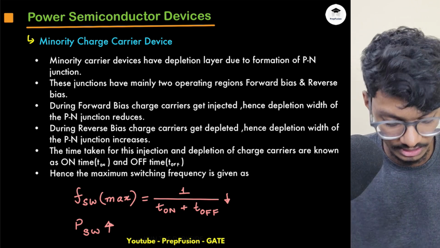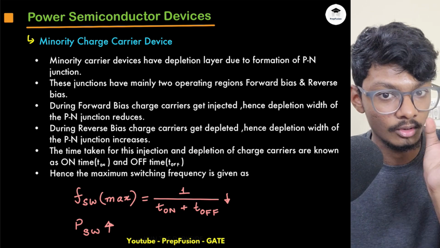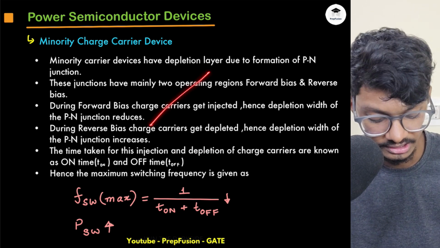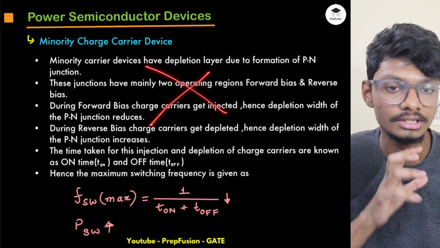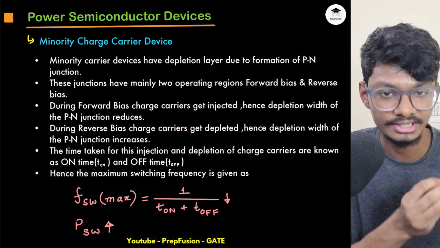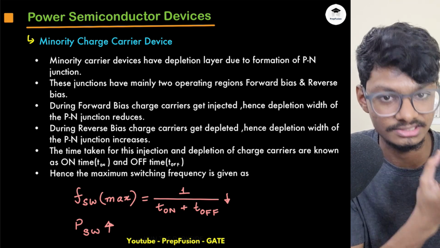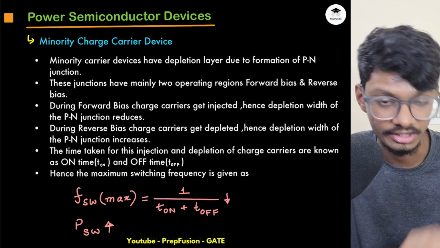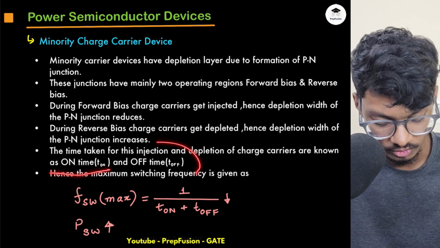Obviously this takes some time, and that is exactly what it is telling here. I told you previously, switching on and switching off, it was increasing linearly, this was decreasing linearly. Current and voltage were increasing and decreasing linearly. So here what is happening is that these charge carriers are getting injected or depleted from the p and n layer, and that is taking some time. That will take some amount of time for electrons to move. So that's why there will be some on time for a switch and there will be some off time.